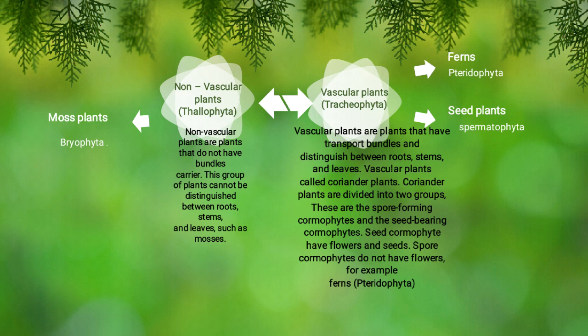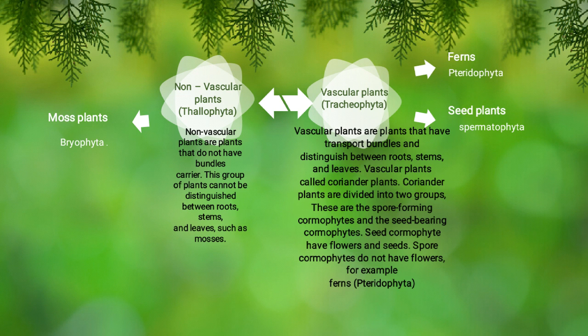Okay, we'll go to the next slide. Based on the morphology or composition of the plant body, plants can be distinguished into the following two major groups. The first is non-vascular plants or Thallophyta, which include moss plants, Bryophyta, and the second is vascular plants, Tracheophyta, which include ferns, Pteridophyta, and seed plants, Spermatophyta.